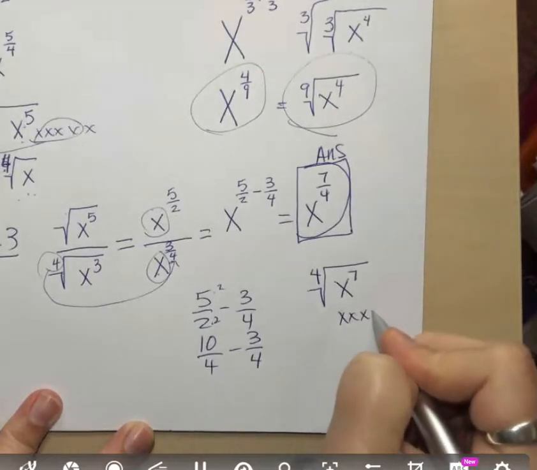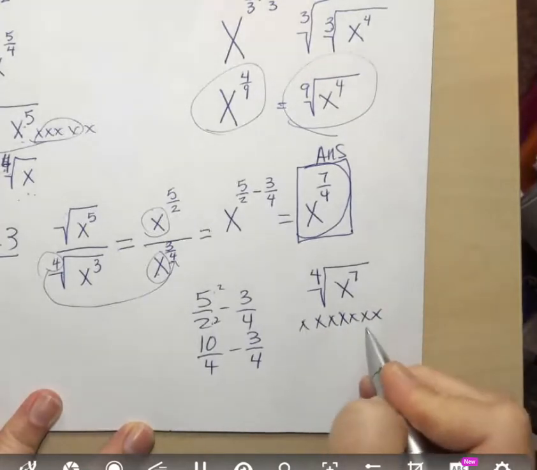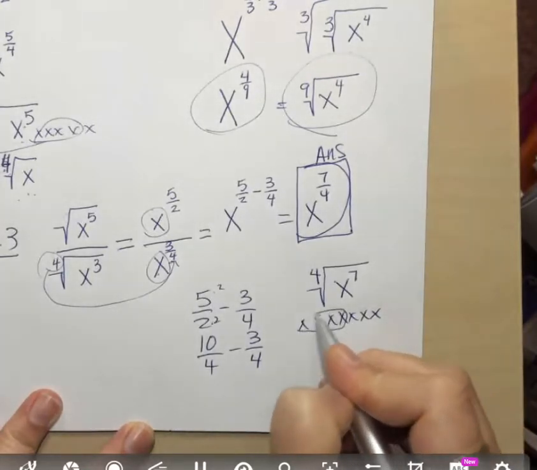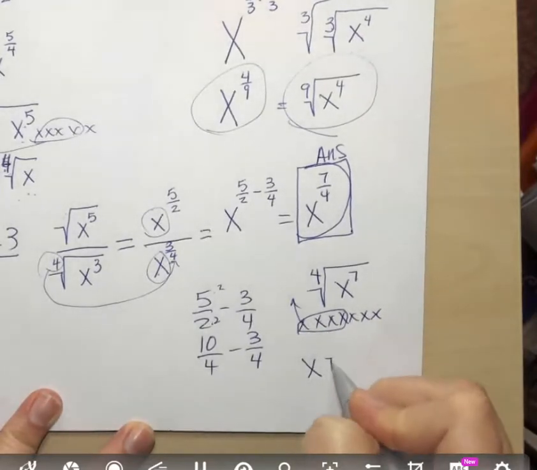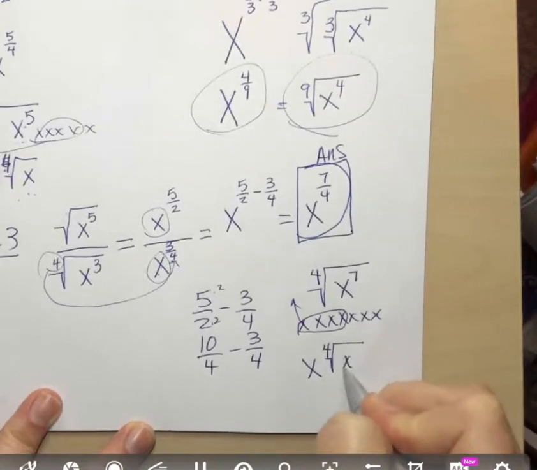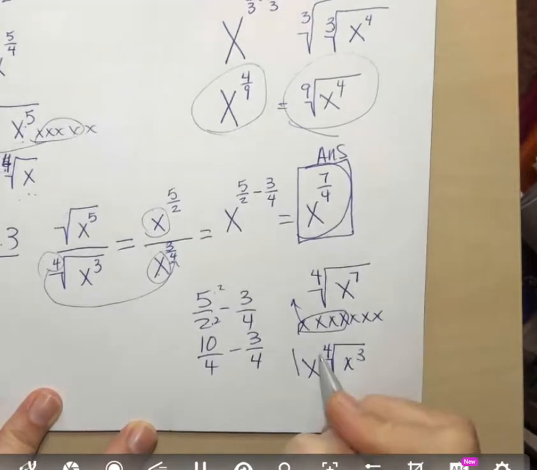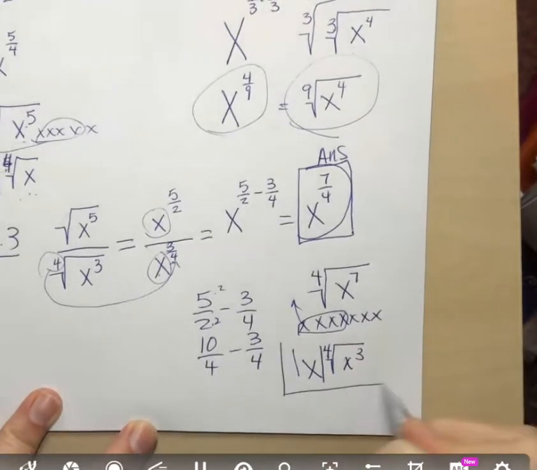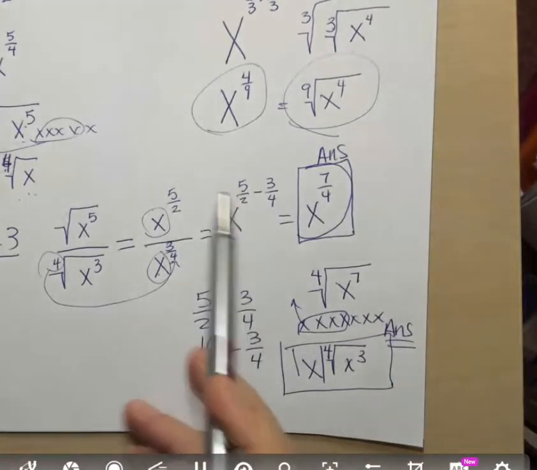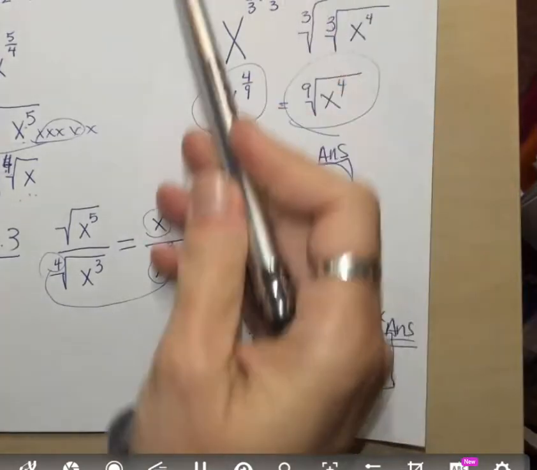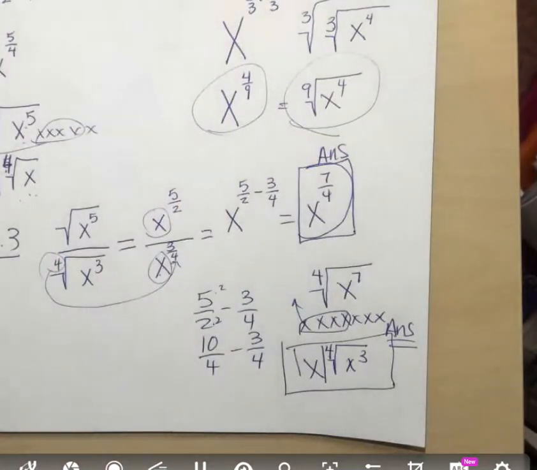So that would be 7 x's: 1, 2, 3, 4, 5, 6, 7. I'm going to circle 4 of those x's, and they're going to come out. So I'd have x, and then I'd have the 4th root of x to the 3rd. Now, even root, so it would have to have absolute value marks on the x. So here is another way that I could write my answer. So here is your quotient property, you have your power property, and you have your product property.